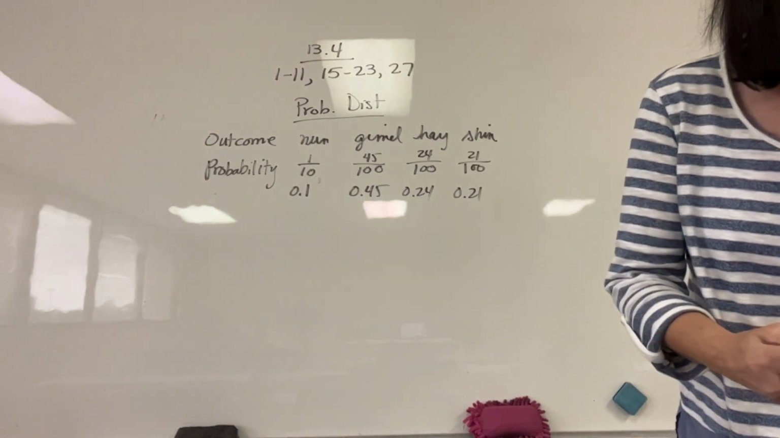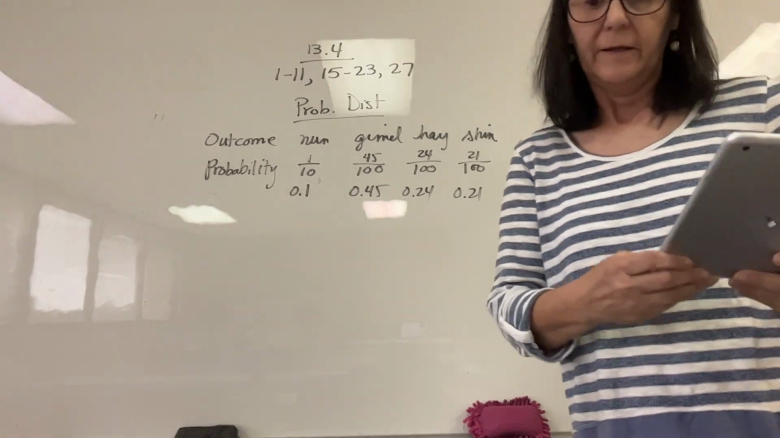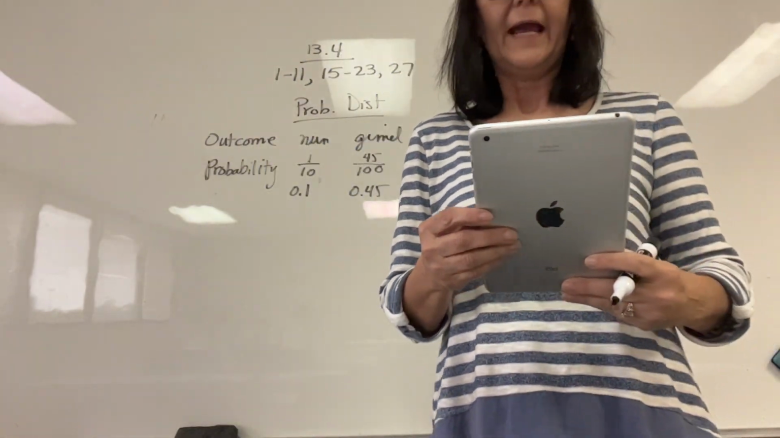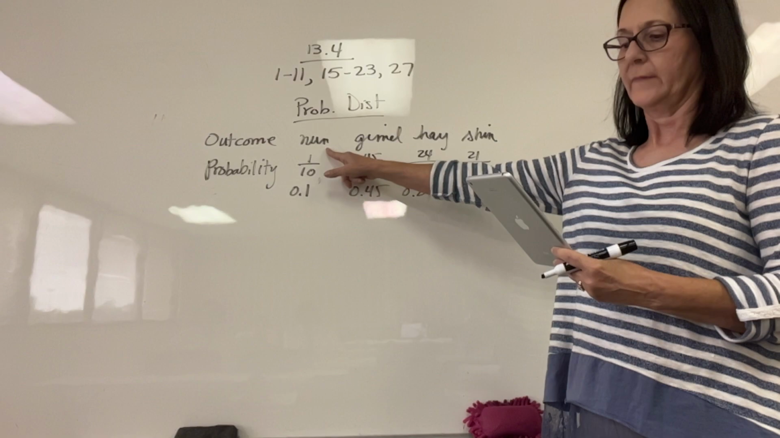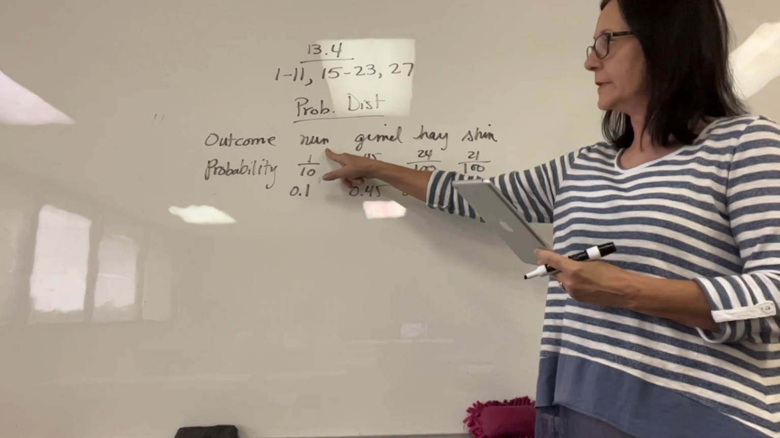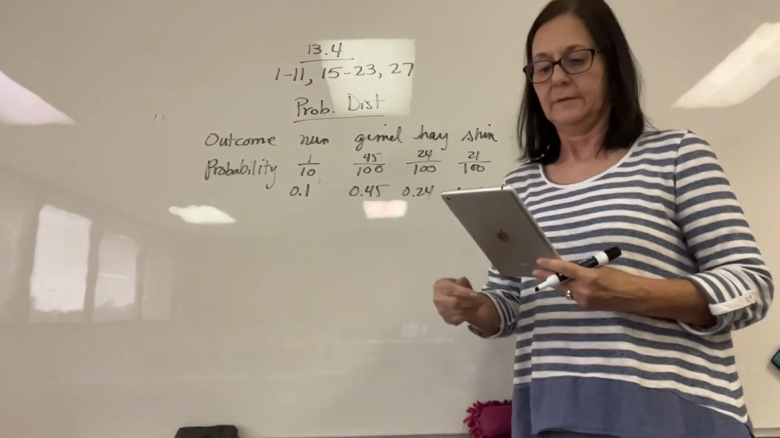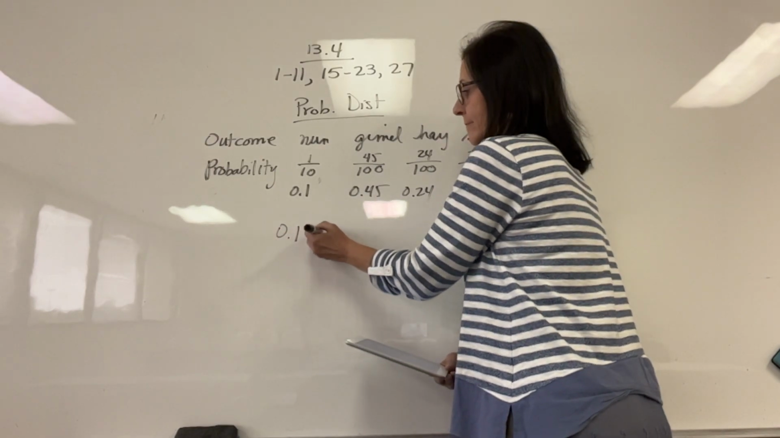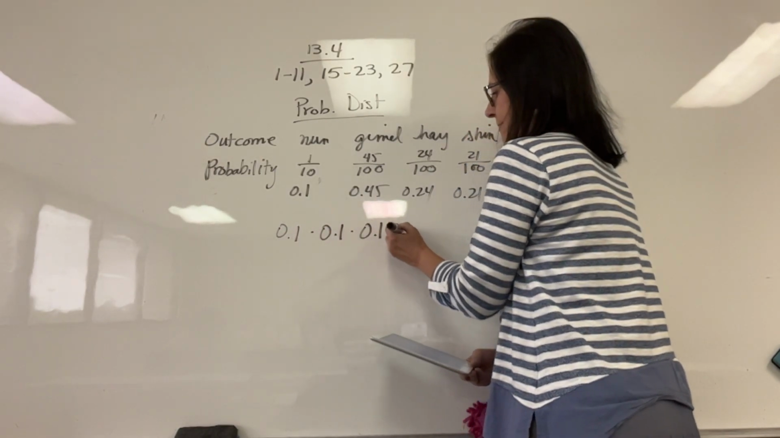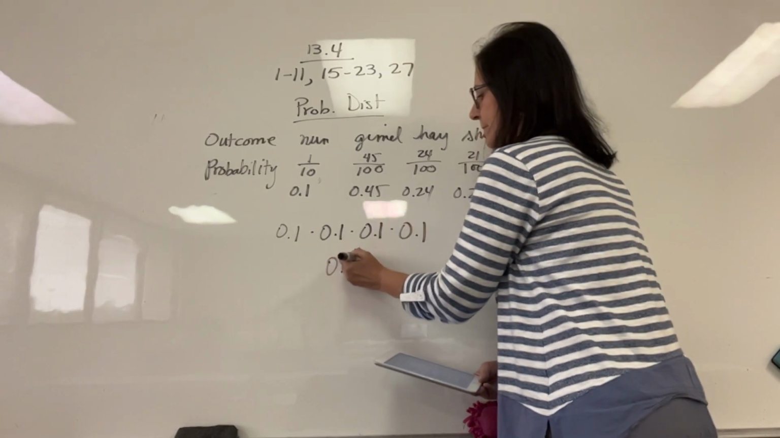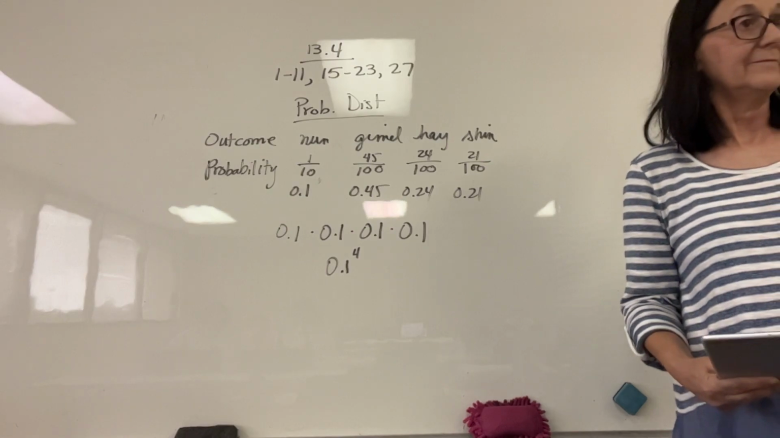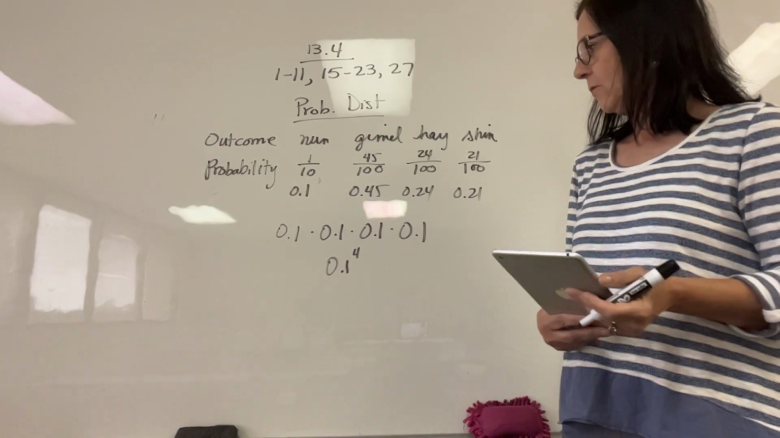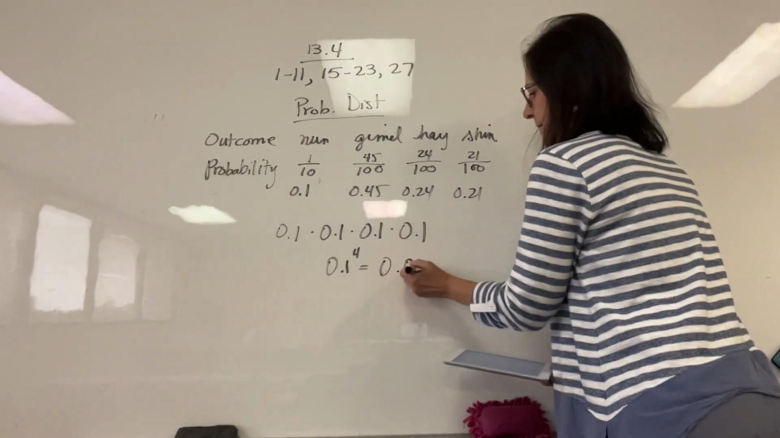All right, number 7. Number 7 says a player loses tokens if the dreidel lands on none. What is the probability of losing 4 times in a row? We'll just multiply: 0.1 raised to the 4th power. Right? What is that? 1/10,000.